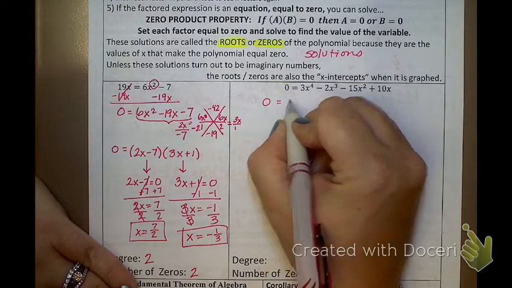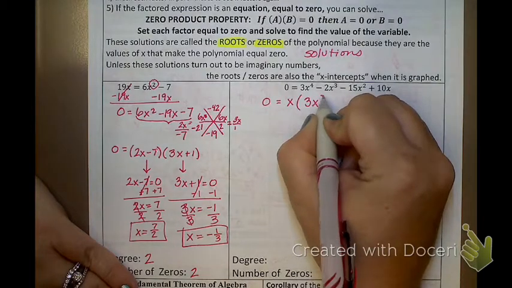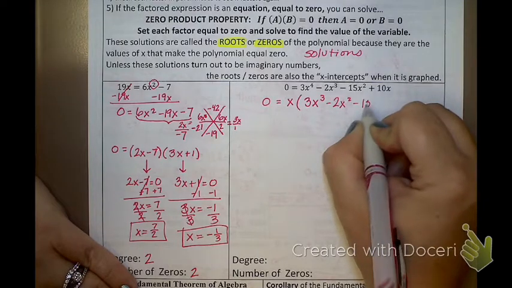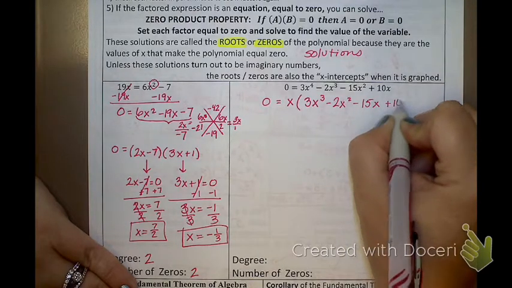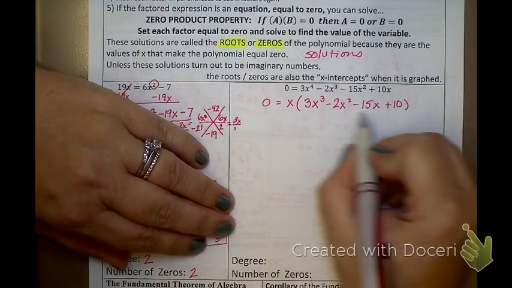I think they all have an x. If I take out an x, that leaves me with 3x cubed minus 2x squared minus 15x plus 10. Okay, I took out an x. Now I'm going to look at this. What kind of factoring do I need to use here?